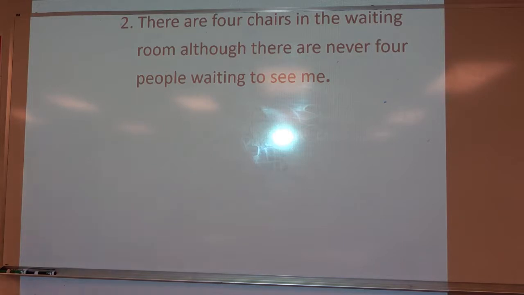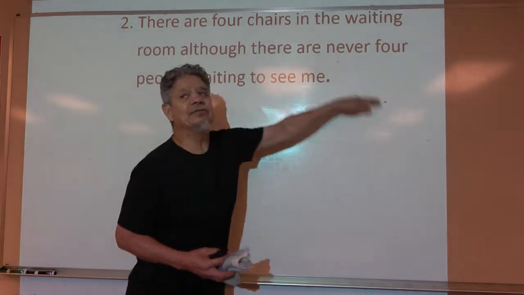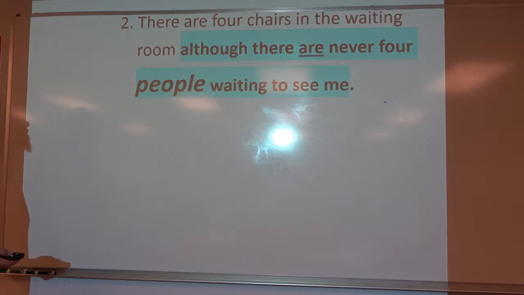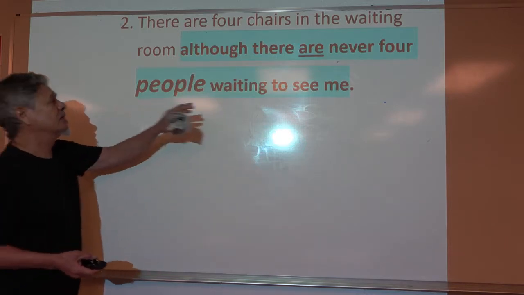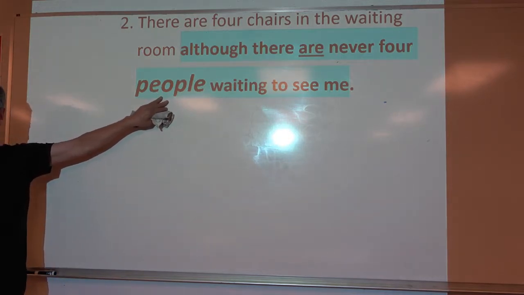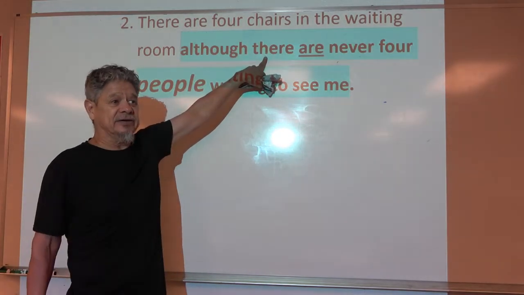All right, so here's the second sentence. Go ahead. There are 4 chairs in the waiting room. Also, there are never 4 people waiting to see me. Very good. Dependent clause. Although there are never four people waiting to see me. Excellent. There is the dependent clause, and there are the verb and people. People comes after are, in this case, because of the word there, correct?